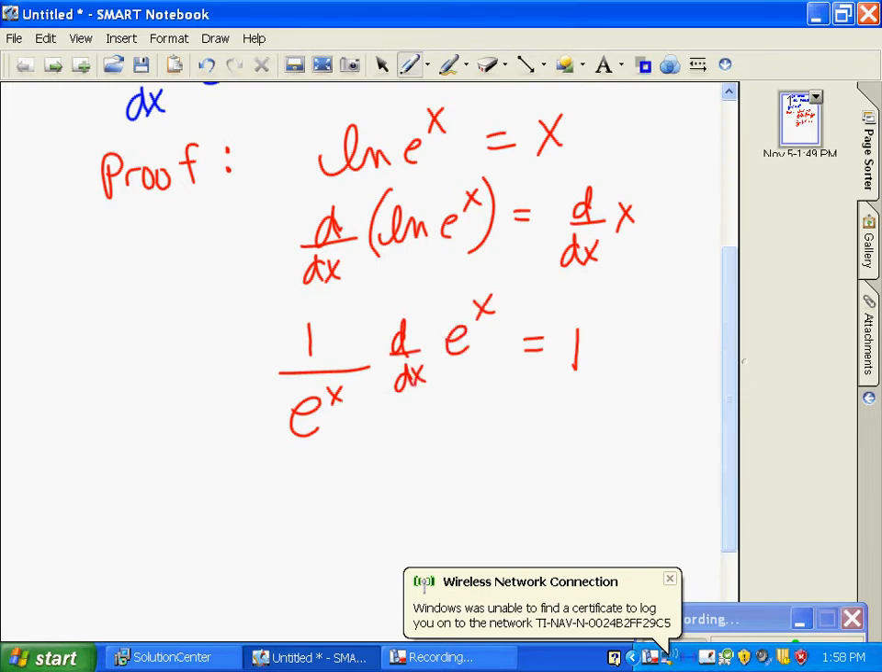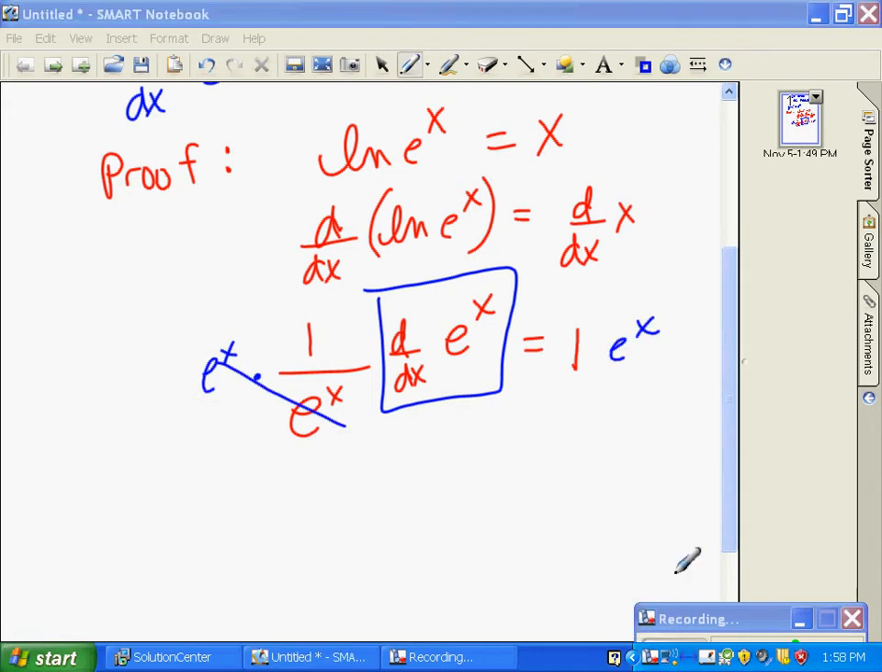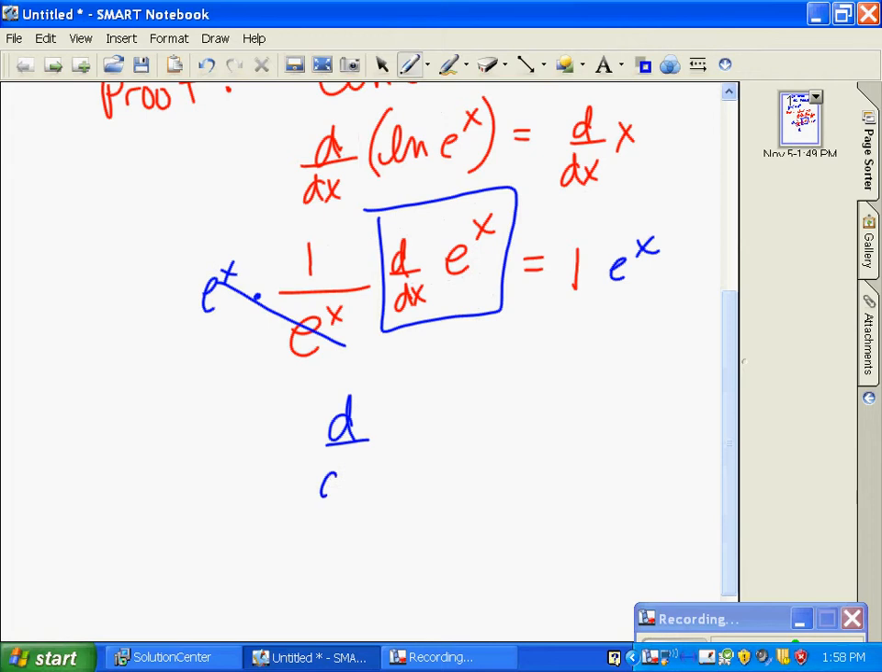Now I'm going to solve for that blue box. I want that blue box by itself. To get that blue box by itself, I multiply both sides of the equation by e to the x. So that cancels. What you can see here is that my derivative, d dx of e to the x, is just going to be e to the x. All done.